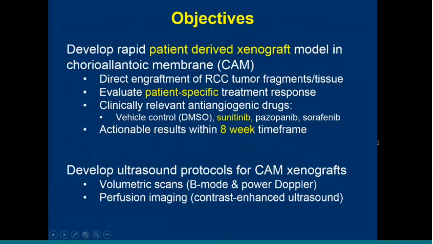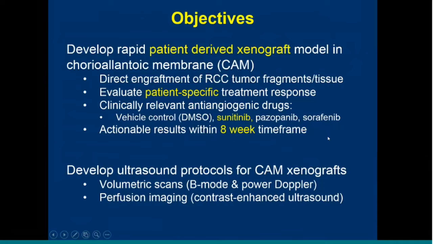The objectives then of this project were to develop a rapid patient-derived xenograft model of RCC in the chorioallantoic membrane through the direct engraftment of RCC tumor fragments and tissues to evaluate patient-specific treatment response. We wanted to test clinically relevant anti-angiogenic drugs with particular focus on sunitinib, which is the current frontline therapy that's used in Canada. We also wanted actionable results within an 8-week time frame.